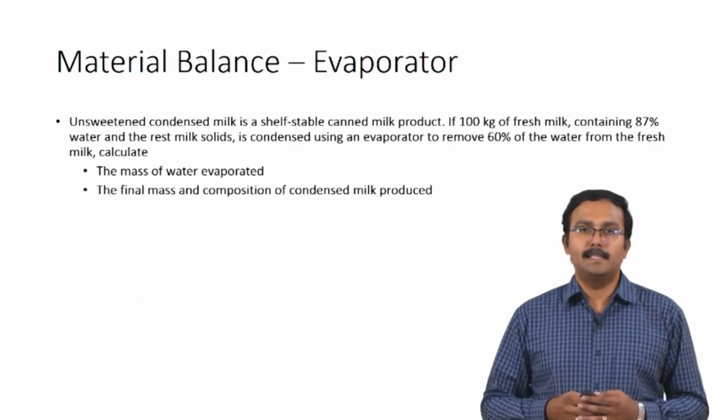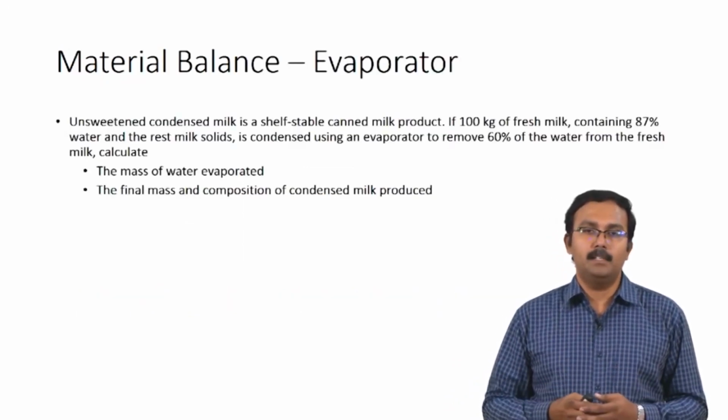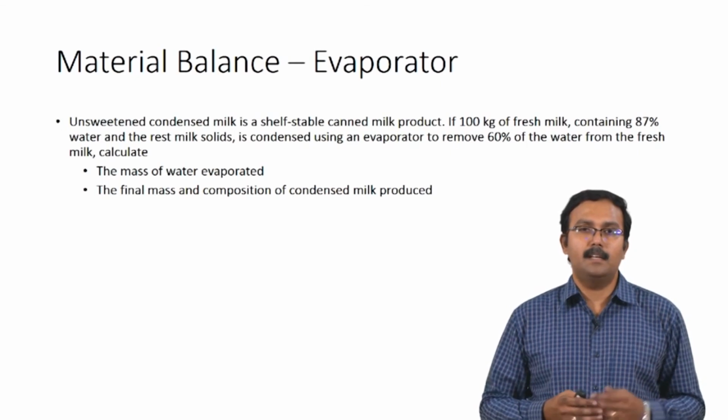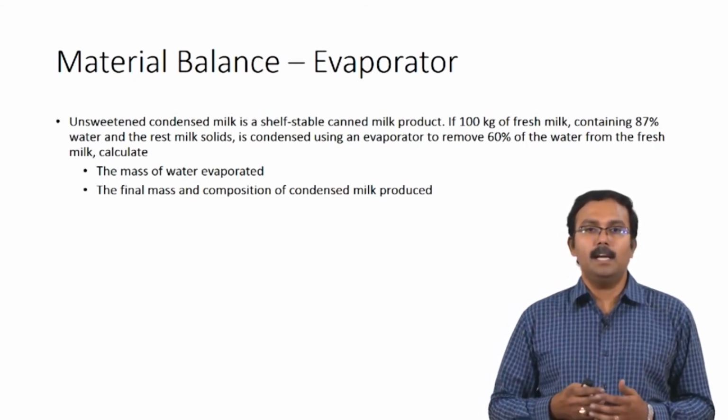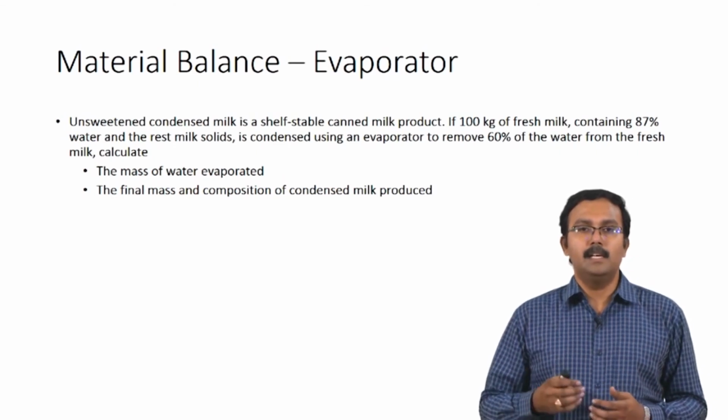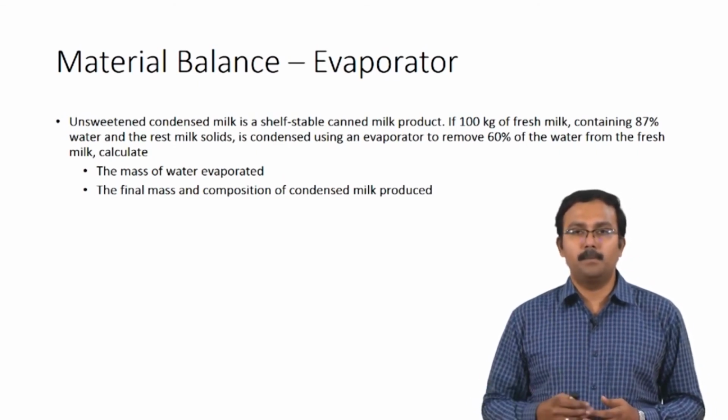So, let us look at this example problem for an evaporator, which would help us understand the fundamentals of performing material balances for this system. Unsweetened condensed milk is a shelf stable canned milk product.